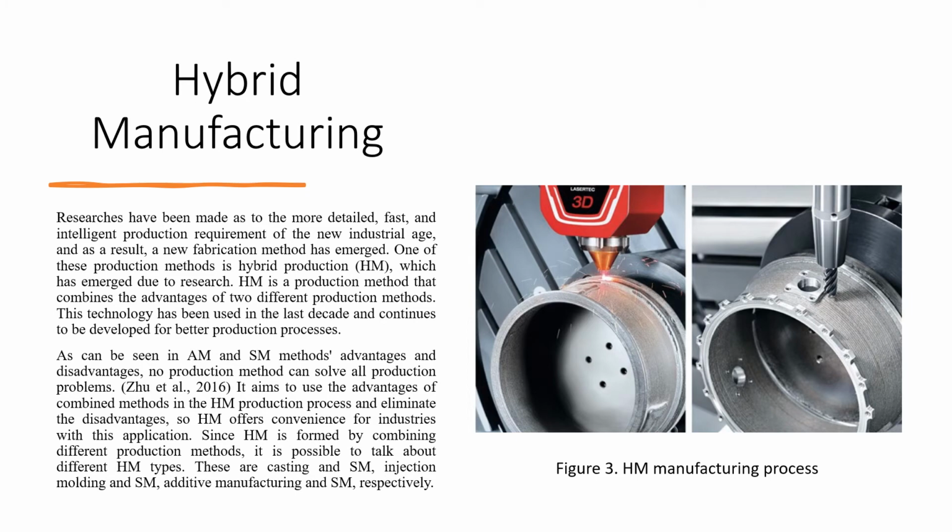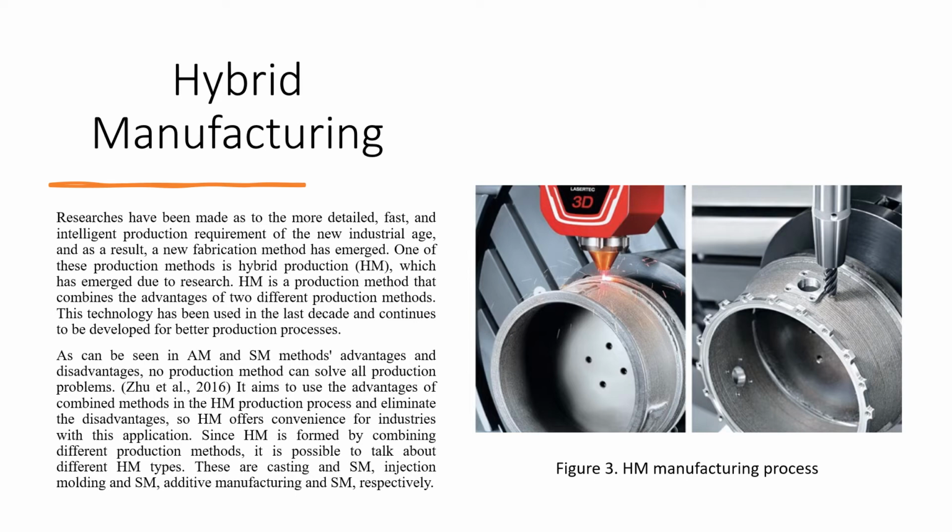Hybrid manufacturing. Research has been made as to the more detailed, fast, and intelligent production requirement of the new industrial age, and as a result, a new fabrication method has emerged. One of these production methods is hybrid production, which has emerged due to research. HM is a production method that combines the advantages of two different production methods. This technology has been used in the last decade and continues to be developed for better production processes.